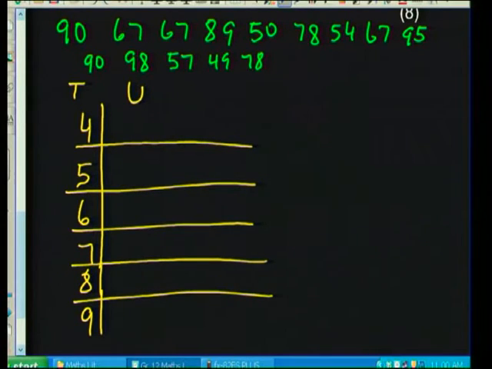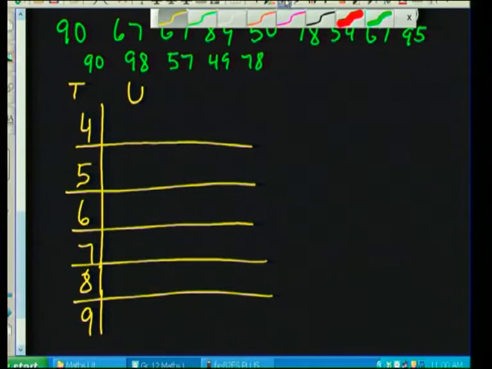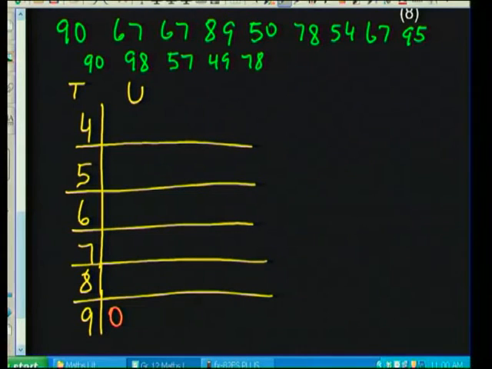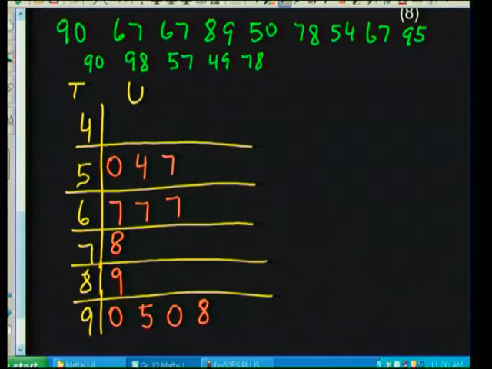So I start, and I can even change colors. Let's change colors to make it a little bit more colorful. So my 90, I've got 9 tens and 0 units. Then I've got 67, and 67 again. So again, 6 tens and 7 units. 89, 50, 78, 54, 67, 95, 90, 98, 57, 49, and 78.